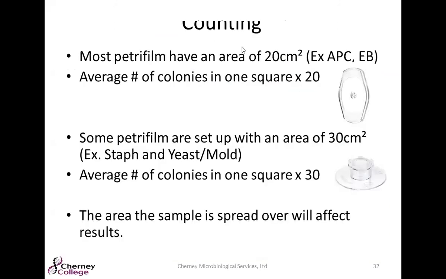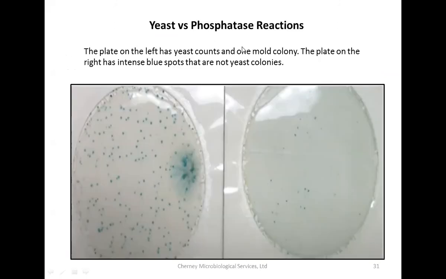This one is for the yeast versus the phosphatase reactions. The plate on the left has yeast counts and obviously mold colonies. The plate on the right has those intense blue spots, sometimes caused by product particulate, like I said, or spices, certain types of product to cause that. And it's important, like I said, to not count those as yeast colonies.